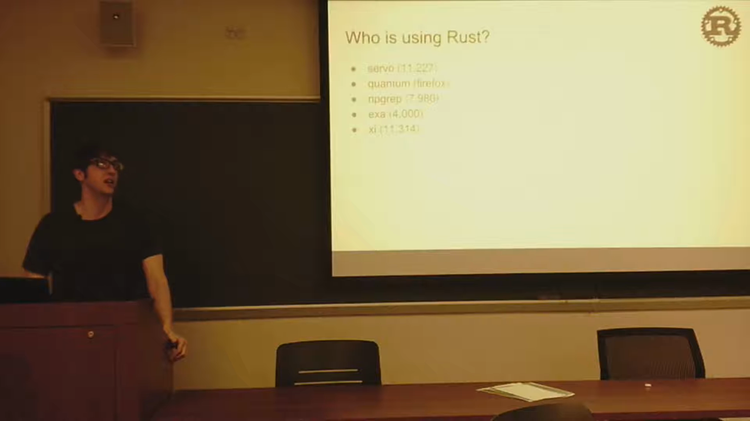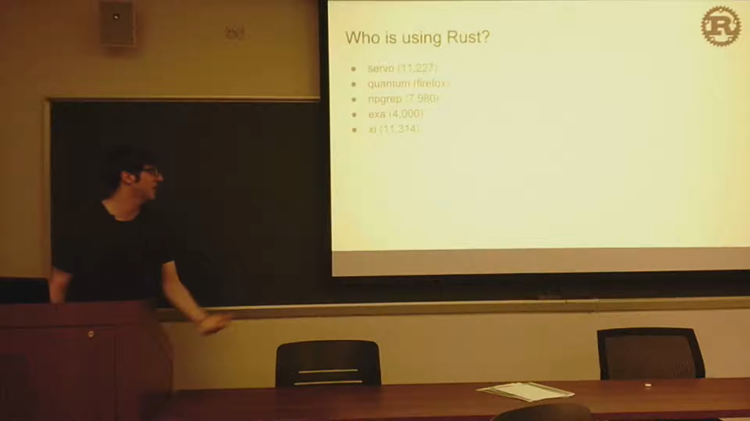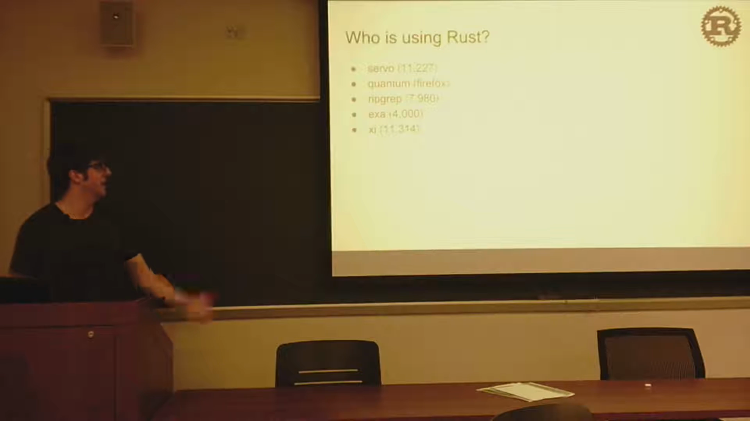Xi is a modern text editor by Google, and I don't think it is released yet. It's still sort of in the development stages, and it already has 13,000 stars, which is absurd. And it is written in Rust. And Xi, of course, is similar to vi in its spelling. Z? I think so, but I'm not sure. Xi? Is that it? Yeah.